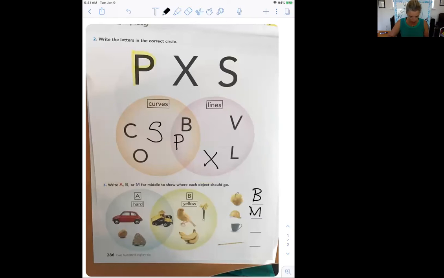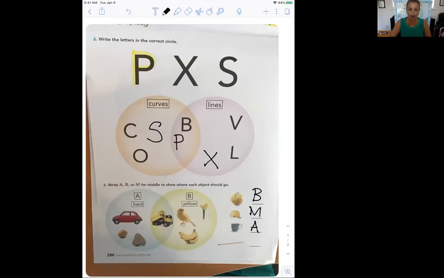Okay, next, what is that a picture of? It's a teacup. Is a teacup hard? Yes. Is it yellow? Nope. So does it get an A, hard, B, yellow, or M, both? A, it's hard. Good, okay.